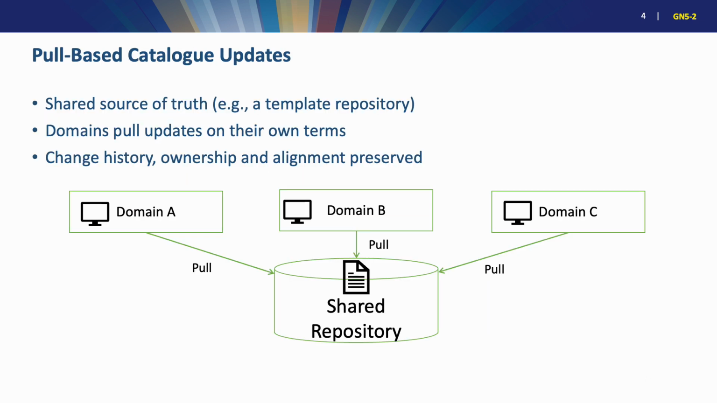A pool-based model takes a different approach. Instead of pushing updates out to every team, you maintain a central source of truth, usually a shared repository that holds templates or catalog definitions. Each domain then subscribes to the part it uses and decides when to pull in updates. This gives everyone a consistent starting point, but still leaves room for local control.